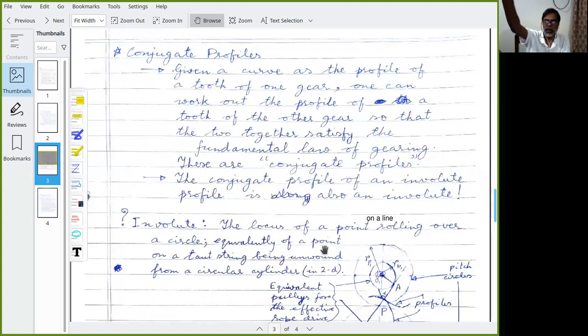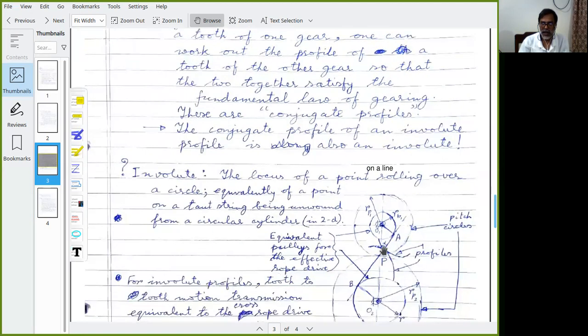Then a point on, say, this circle, you hold the string like this and start pulling this way. So starting from A, the point comes like this on this straight line as you keep it tight.